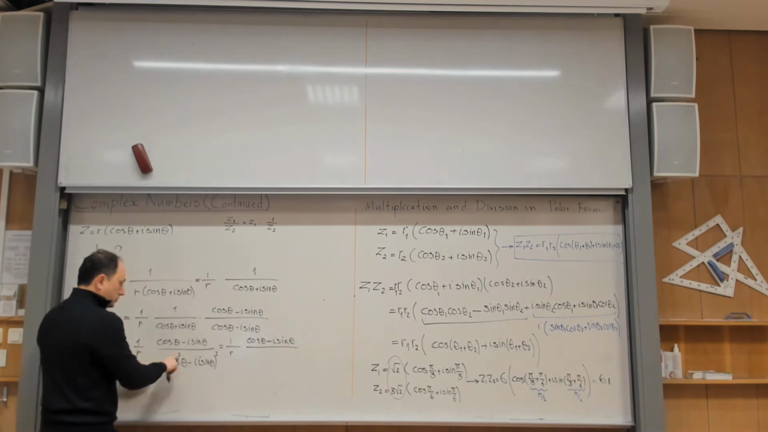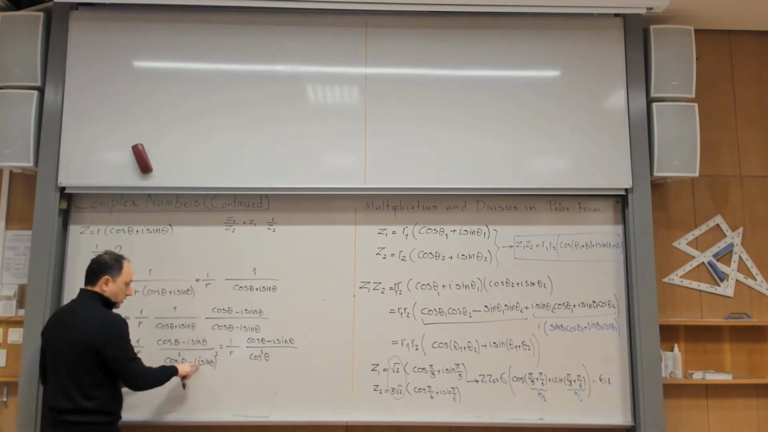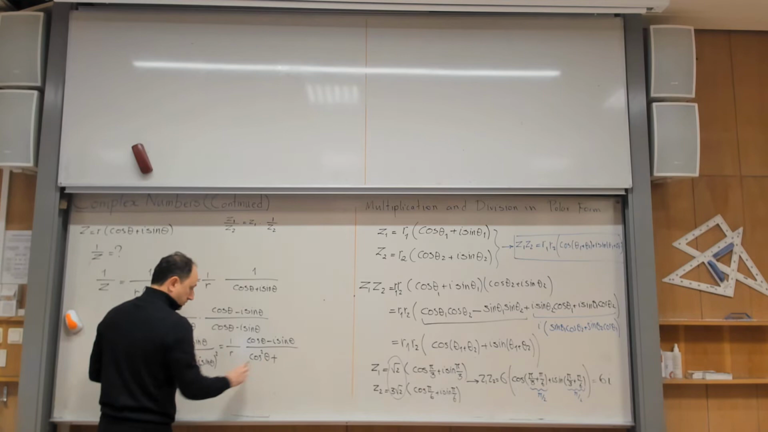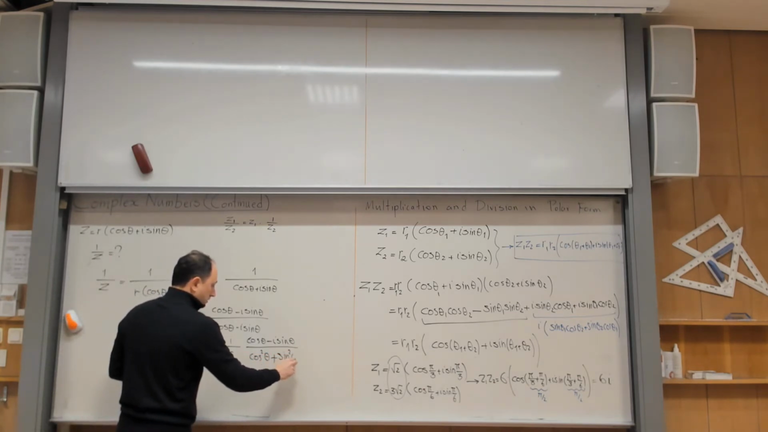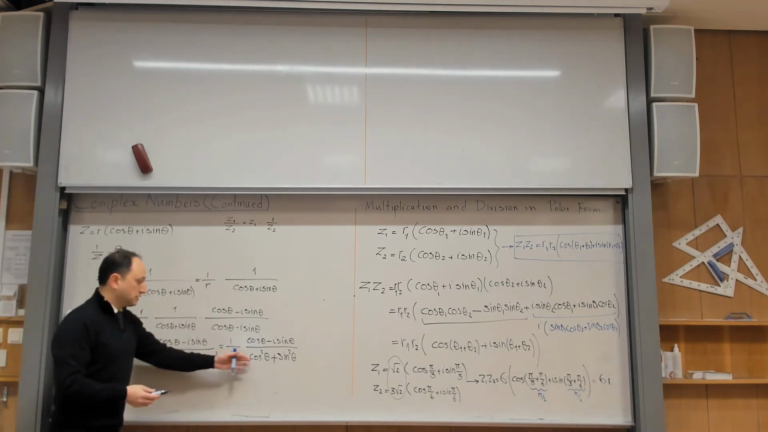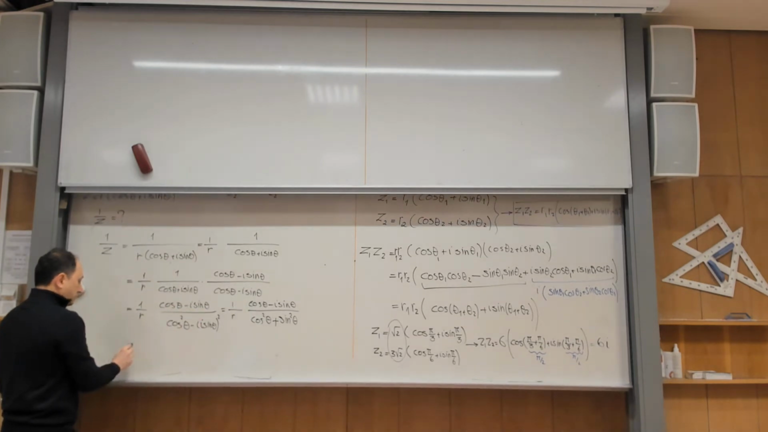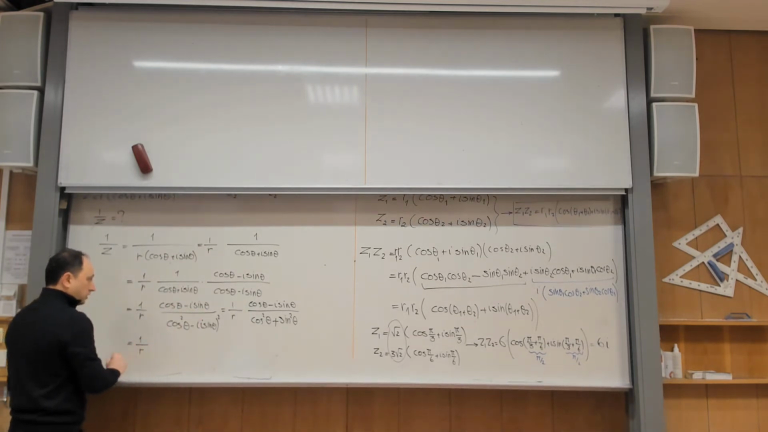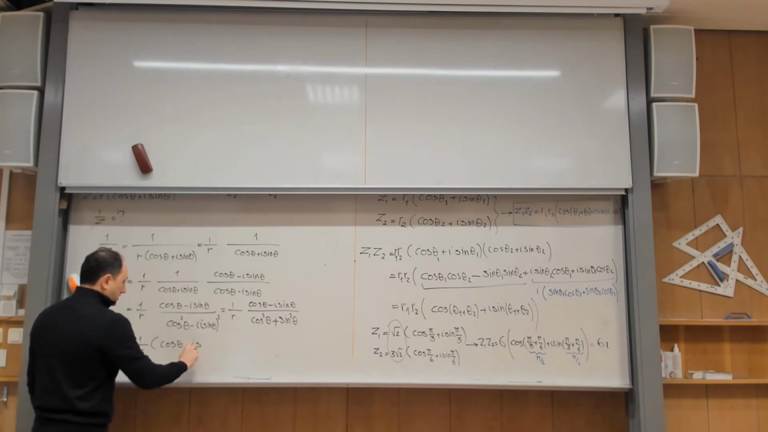But this one is cosine squared theta. This becomes i squared, which becomes negative 1. There is also a negative sign here, so it becomes positive. And then I have sine squared. Yes? And then, of course, everyone knows that sine squared plus cosine squared is just 1. So what happens if I simplify that? It becomes 1 over r times (cosine theta minus i sine theta).